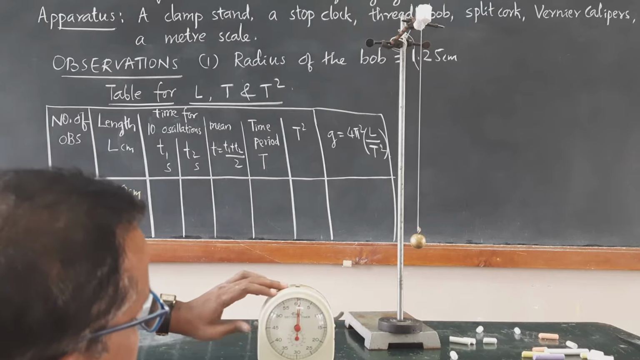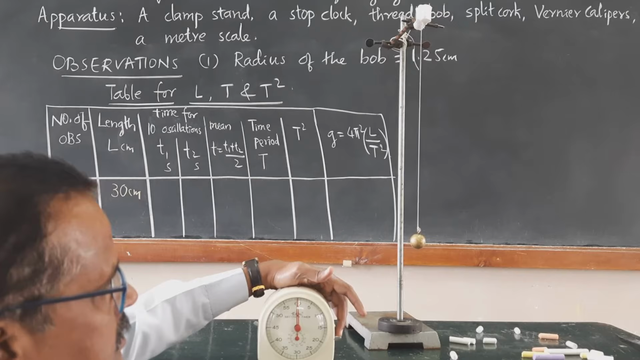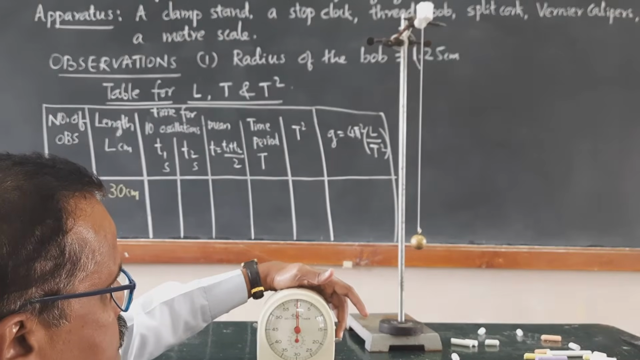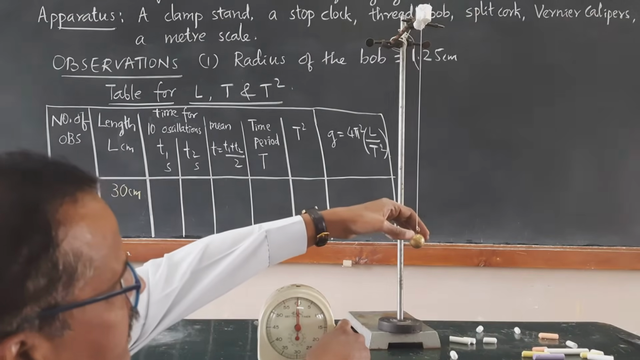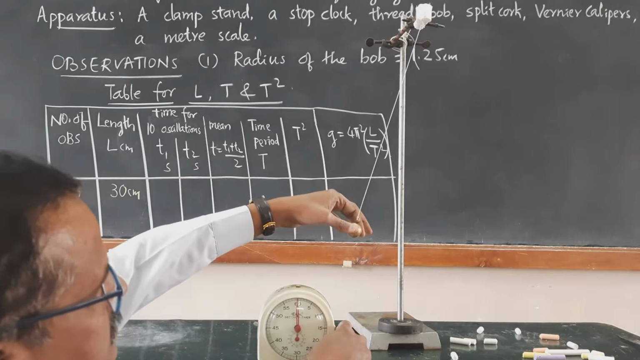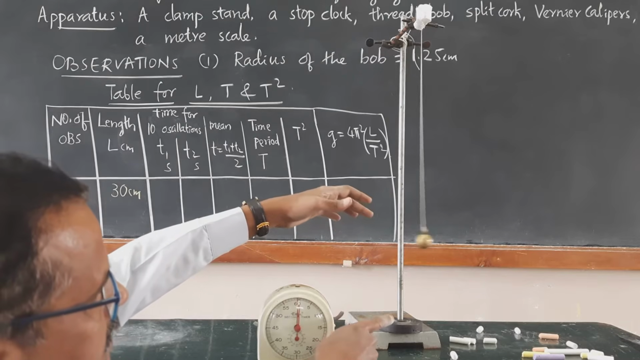So first I will set it for ready. Okay, now the stopwatch is ready for showing the observation. With one hand I am keeping it ready, with another hand I am just displacing it. Okay, I will start: 1, 2, 3.